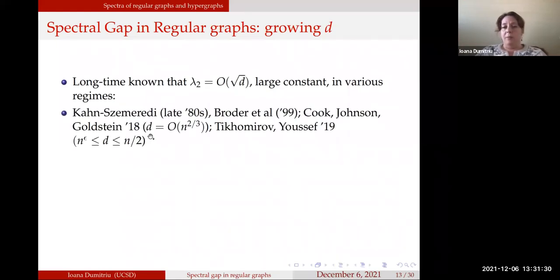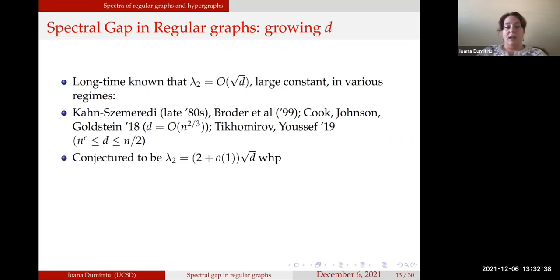And there's a bunch of people who have studied these things, starting with methods pioneered by Kahn and Szemerédi already, by Broder and his co-authors, and Cook, Johnson, and Goldstein showed that for d being no larger than n to the 2/3, we have this result that lambda 2 is big O of root d. And Tikhomirov and Youssef, of course, another very well-established author who gave a talk in your webinar, showed a slightly complementary regime where d has to be at least polynomial in n, but you can go with it up to n over 2. This covered essentially everything, because if you have a d-regular graph, then its complement is going to be n minus d regular. And so you can just study what happens with d less than or equal to n over 2 by changing some matrices. So this was enough.